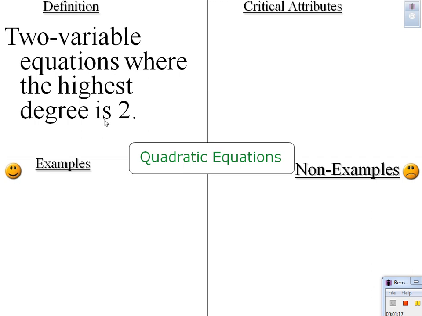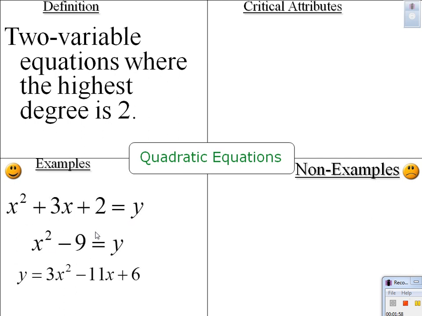2 variable equations where the highest degree is 2. Say to your neighbor what quadratic equations are. Examples. We got x squared plus 3x plus 2 equals y, x squared minus 9 equals y, and y equals 3x squared minus 11x plus 6. Copy that.